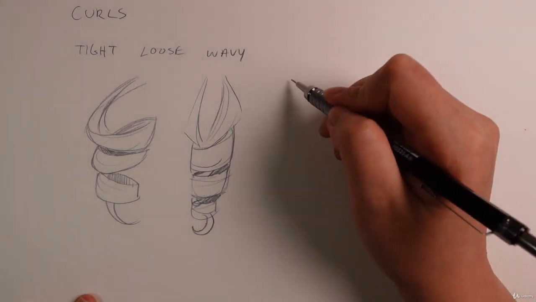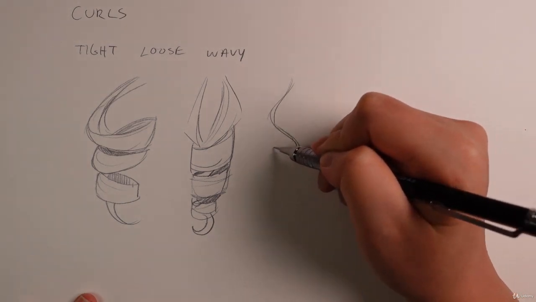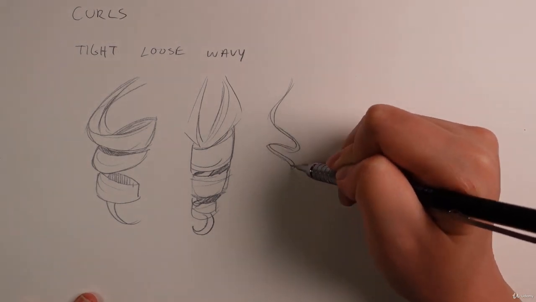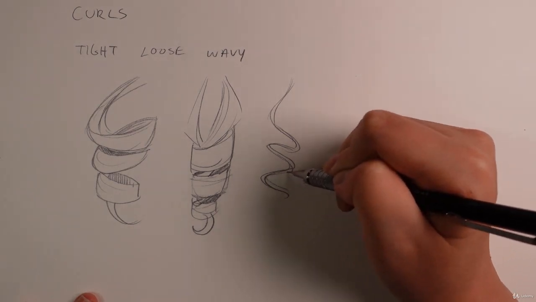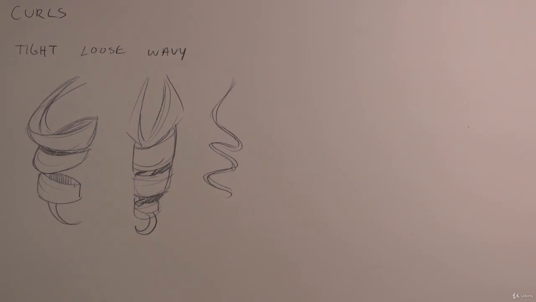Another kind of curl would be a very thin strand that would be almost like a little S curve. So it would just be simple like that. So those are tight curls.